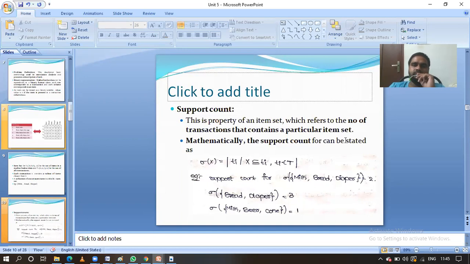Mathematically, how we represent it is: support count of X is equal to the number of Ti, where X is a subset of Ti. Here Ti belongs to T, the overall transactions.